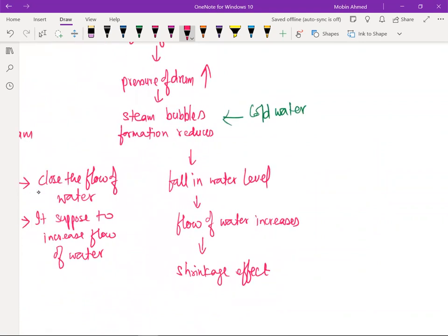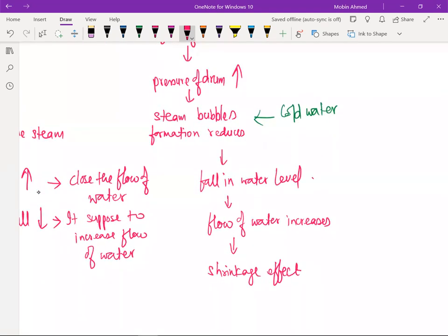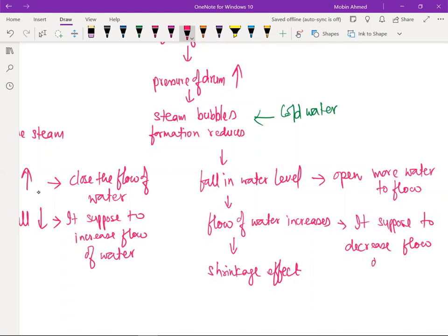So if the fall of the water is there, it is going to open more water to flow. This will happen. But it would happen in this way, that it's supposed to decrease the flow of water.